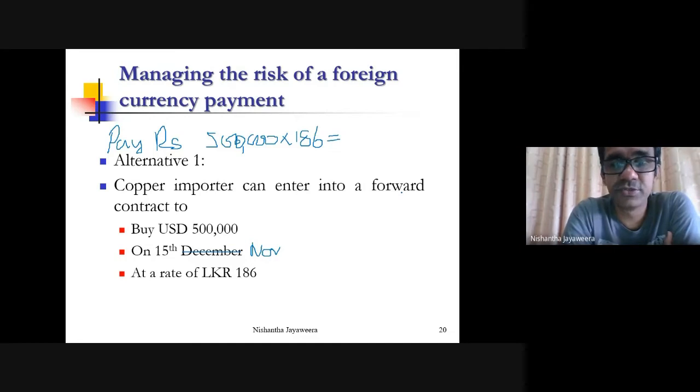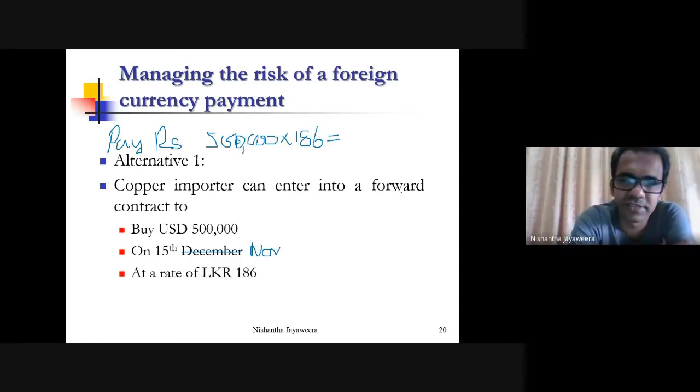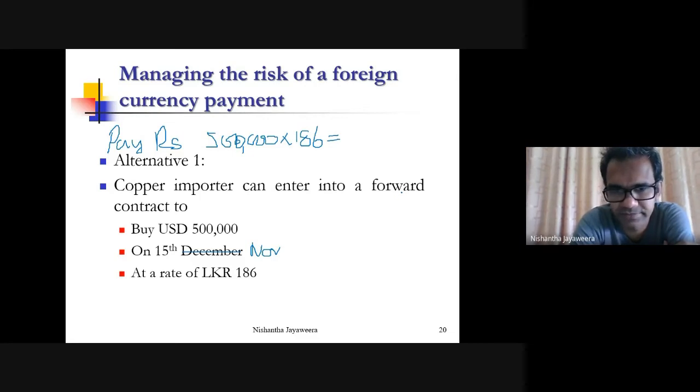If you don't hedge it, you don't know what would be the amount that you require on 15th November to buy $500,000. But once you enter into a forward contract, you know exactly this is the amount I need. Irrespective of the exchange rate prevailing on 15th November, you know this is the amount that I have to pay. So in a way, you completely eliminate your foreign exchange risk, and you make it certain. That's the advantage.